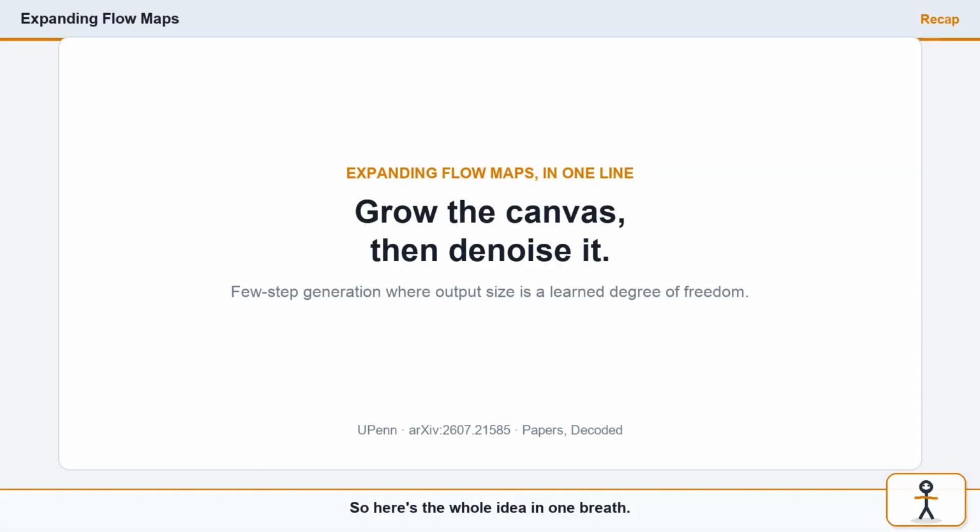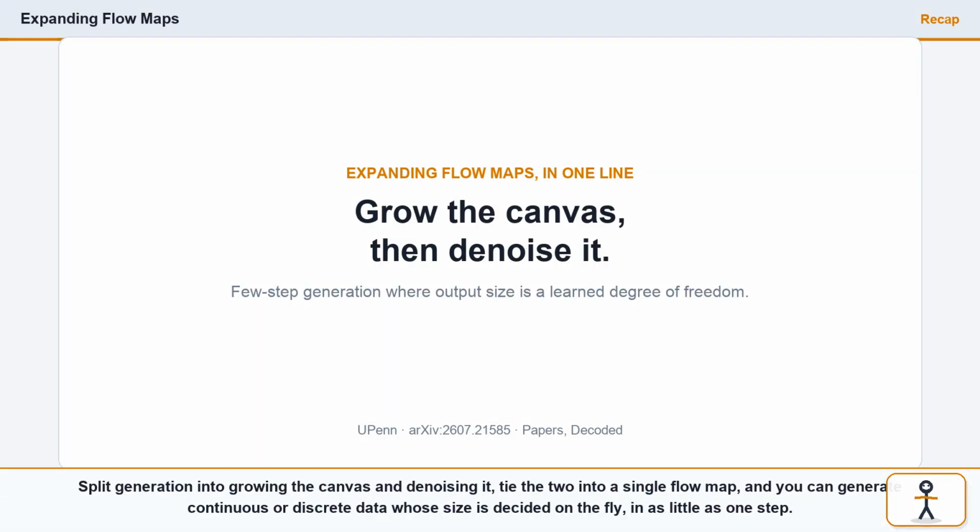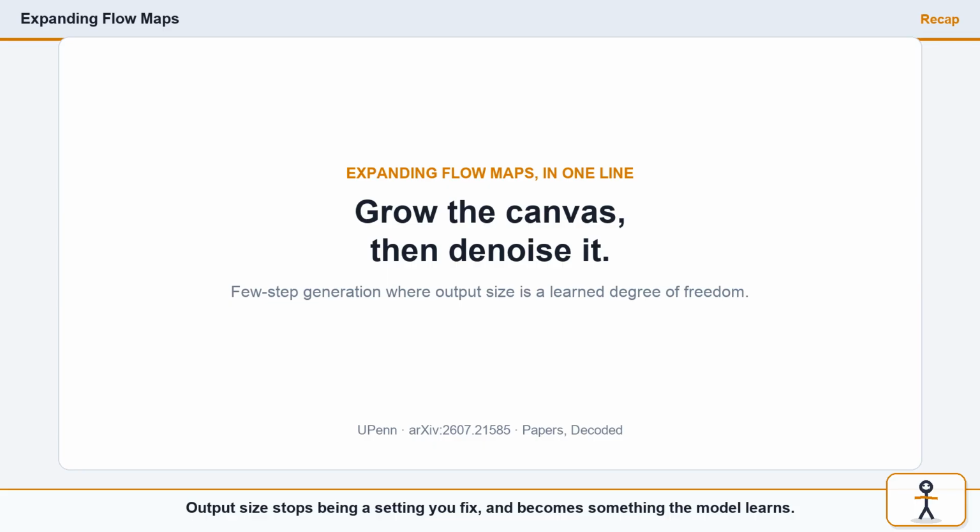So here's the whole idea in one breath. Split generation into growing the canvas and denoising it, tie the two into a single flow map, and you can generate continuous or discrete data whose size is decided on the fly, in as little as 1 step. Output size stops being a setting you fix and becomes something the model learns.